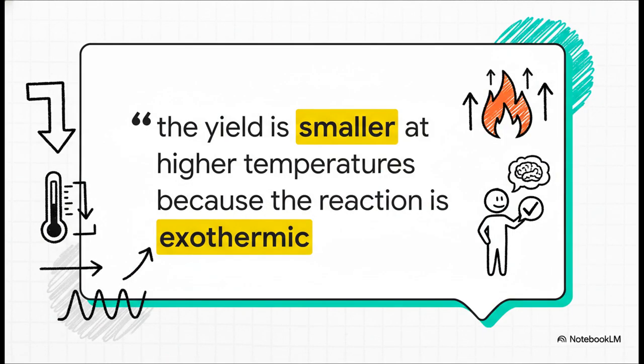And there it is. That's the one. The mark scheme is looking for this exact connection. You've got the observation from the graph, the yield is smaller at higher temperatures, and you've got the scientific principle that explains it because the reaction is exothermic. Putting those 2 ideas together is the key.